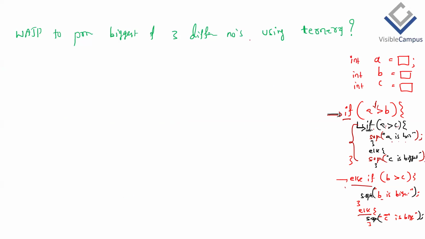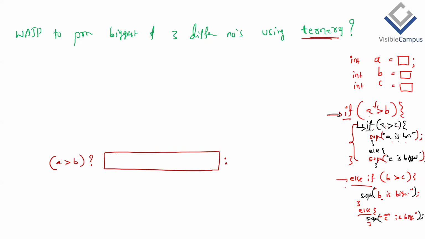And how do you write the same thing by using ternary? Our condition is ternary. So what to compare first? A and B, right? A greater than B, then there is a question mark. If this is true, then there is expression 1. If this is false, then there is expression 2. Correct or not?